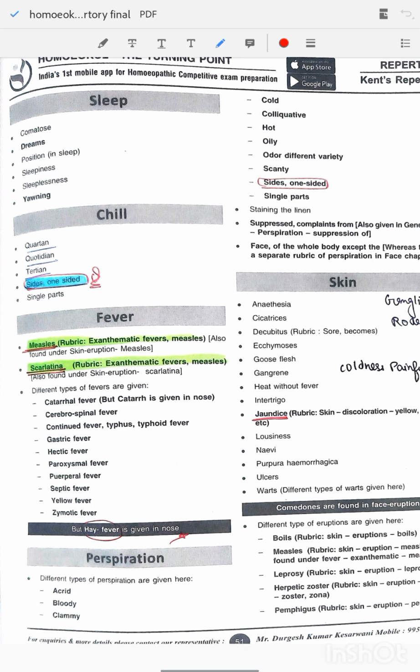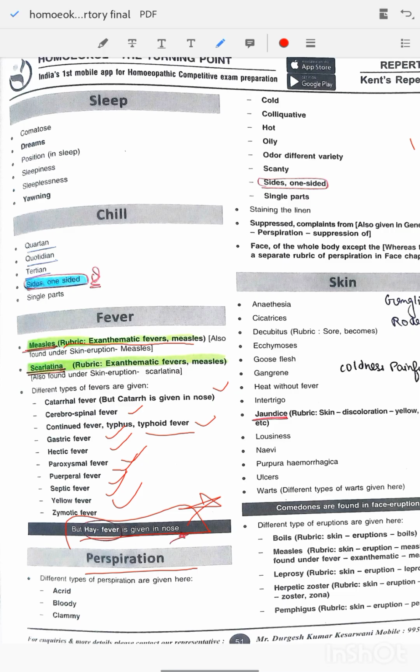In sleep, we have comatose, dream, position, sleeplessness, and yawning. In chill, we have quaternion, tertian, side, one side, single part. In fever, we have measles. As a rubric it is exanthemic fever, measles, also found in skin eruption measles. Scarlatina. Then we have different fevers given such as catarrhal fever, cerebrospinal fever, continuous fever, typhus or typhoid, gastric fever, hectic fever, paroxysmal fever, puerperal fever, septic fever, yellow fever, or zygotic fever. But hay fever is given in nose. It is important.